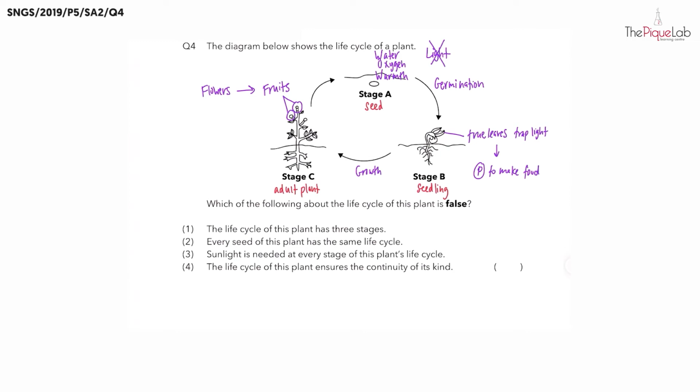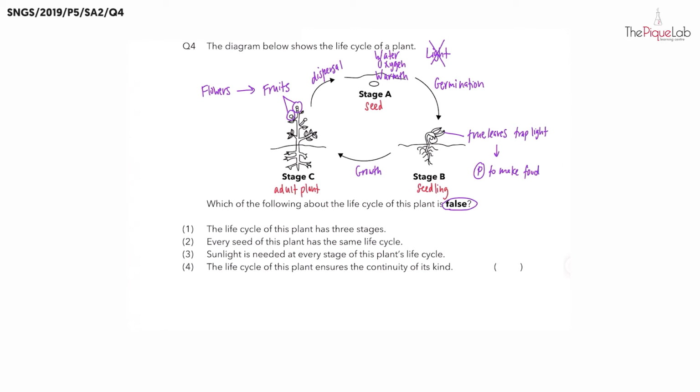And what's inside the fruits? The fruits contain seeds, which must go through dispersal before we begin stage A again. And the life cycle is going to continue and repeat itself. Now we are ready to take a look at the statements. We're supposed to look for statements about the life cycle of this plant which is false.